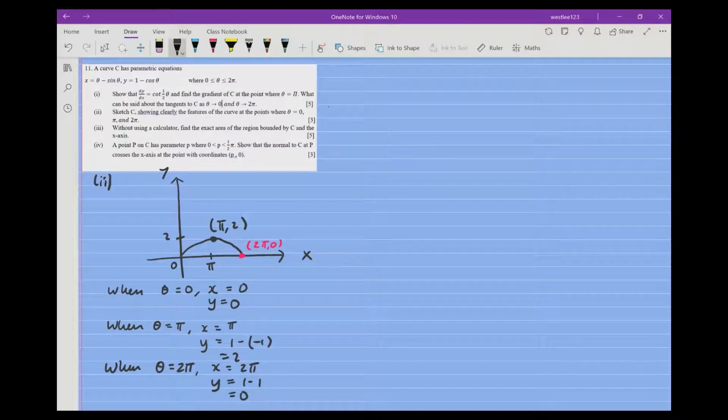Moving on to part 3. Without using a calculator, find the exact area of the region bounded by C and the x-axis. So basically, we are talking about this region, the curve and the x-axis. So for area, we integrate with respect to the x-axis from 0 all the way to 2 pi, because this point here is 2 pi. So 0 all the way to 2 pi, y dx, because we are integrating with respect to the x-axis.